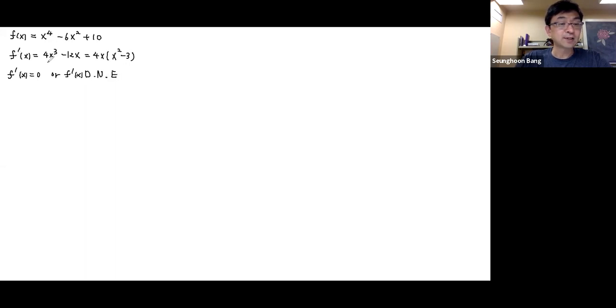The f prime of x is 4x cubed minus 12x, a polynomial. A polynomial is always well defined, so we only need to solve this: 4x times (x squared minus 3) equals 0. From the first factor, x equals 0. From the second, x squared equals 3.